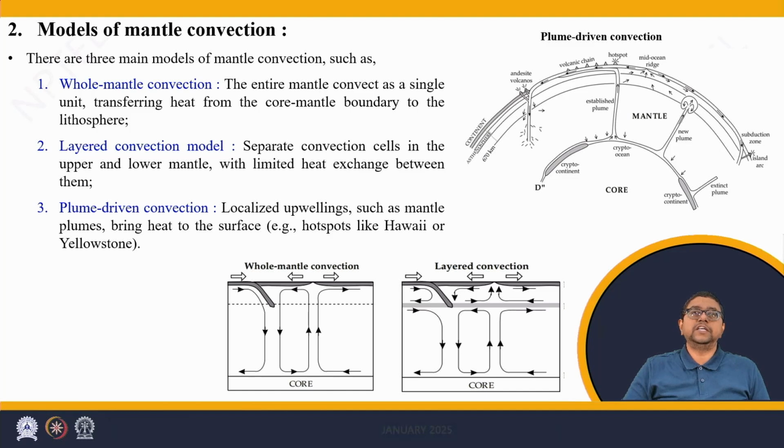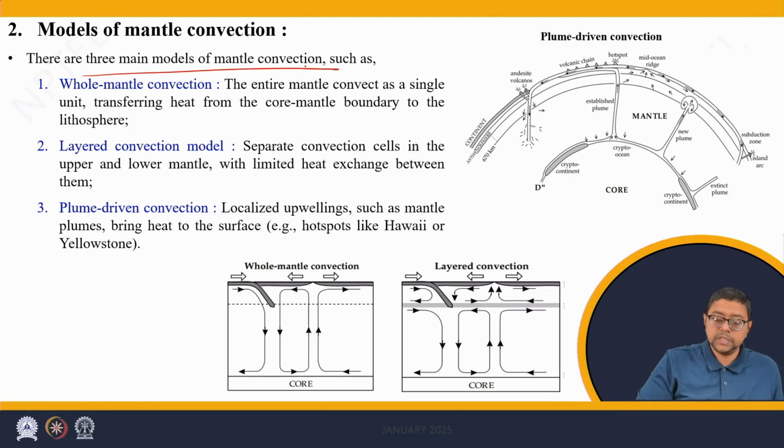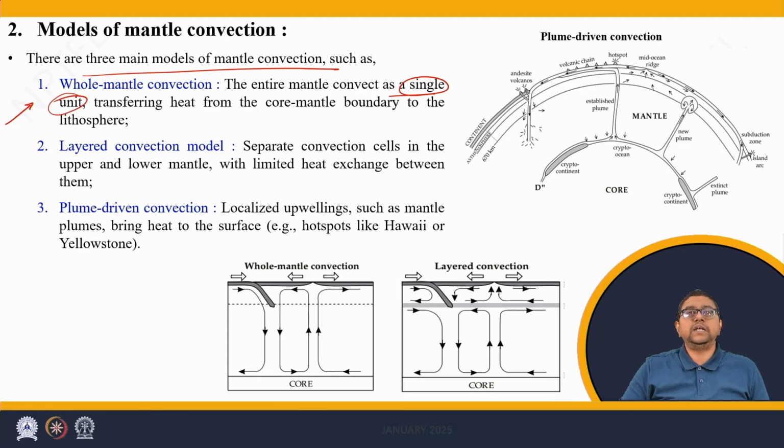Now we look into the various models of mantle convection. So there are three main models of mantle convection. One is the whole mantle convection. This model assumes that the entire mantle convects as a single unit. A single unit or a single cell convective cycle moves material from the core mantle boundary up to the lithosphere and back. There are no intermediate cycles.